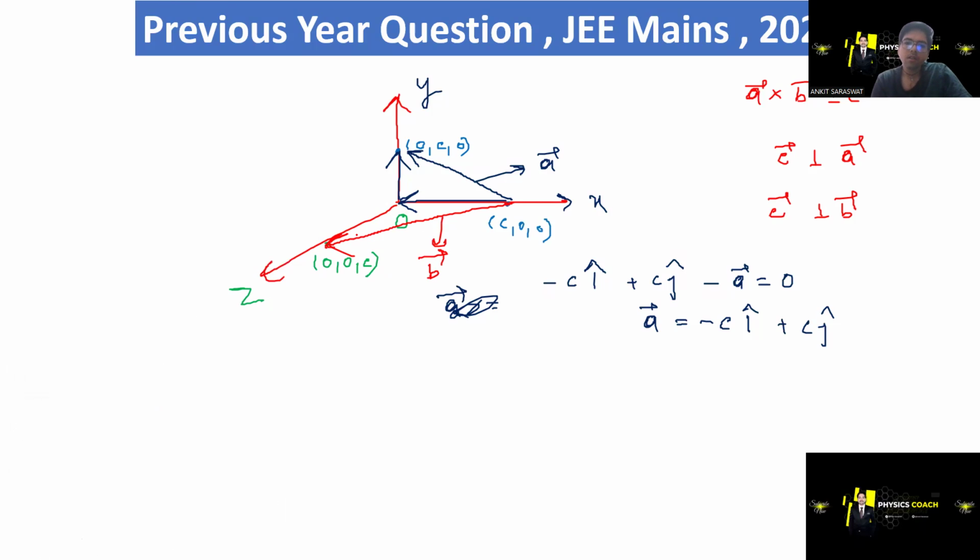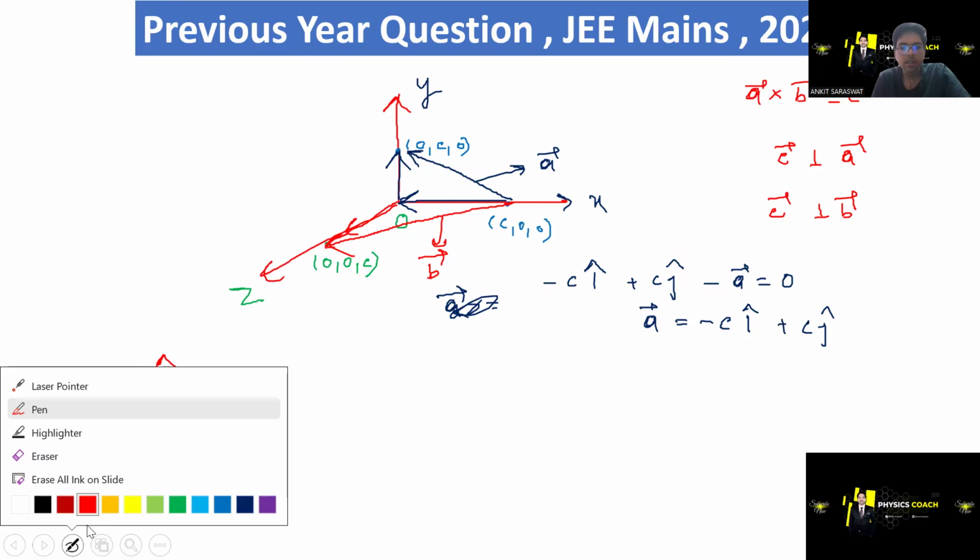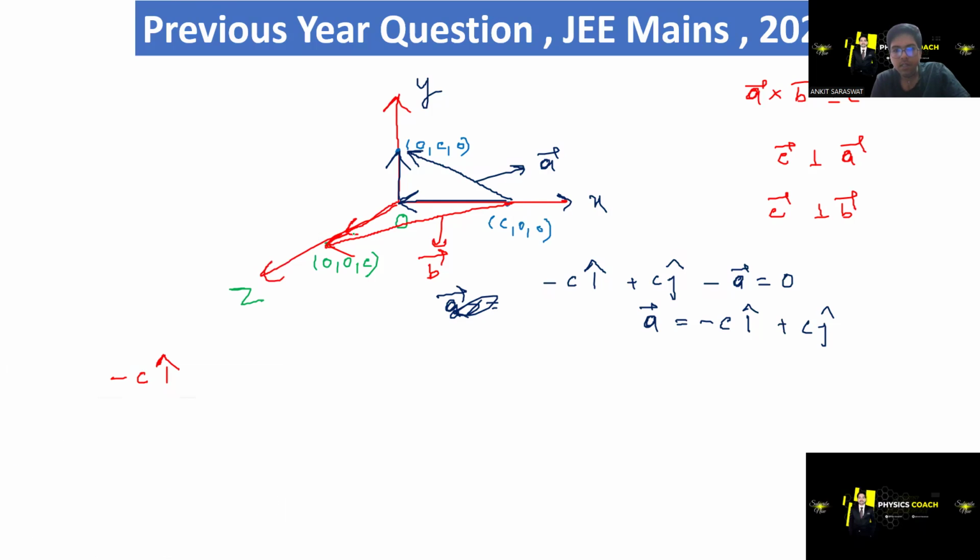Clear? Then how to find the b vector? It will be C minus C i, like this, tail to head. Look at this triangle, tail to head. Then this vector is what? C a vector, then it should be tail to head like this. So b vector will be minus C i cap plus C a cap.